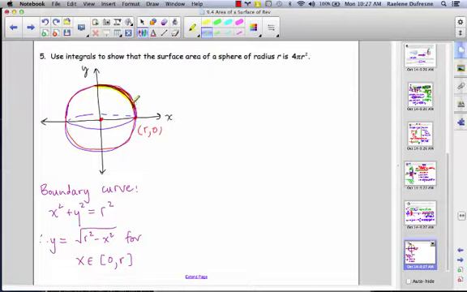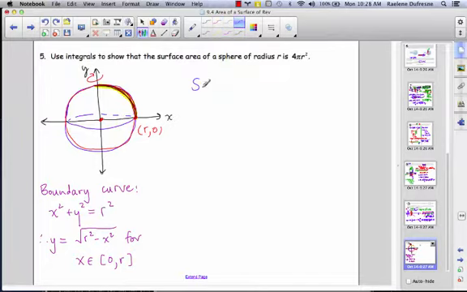If we revolve that boundary curve about the y-axis, then we will generate a shell of the top half of the hemisphere. So we'll generate a hemisphere. By doubling the surface area integral, we will come up with the surface area for the full sphere.